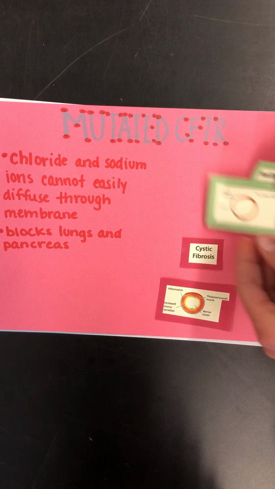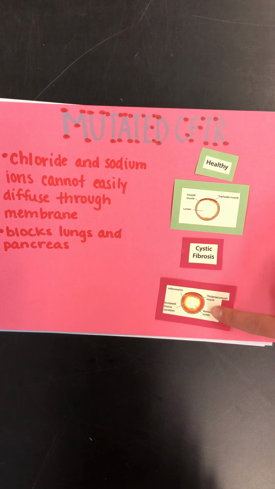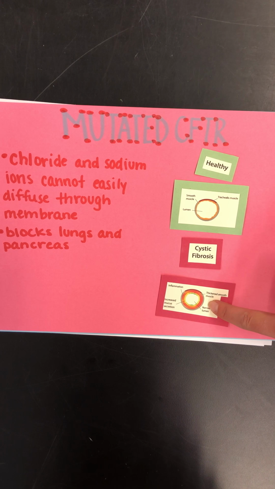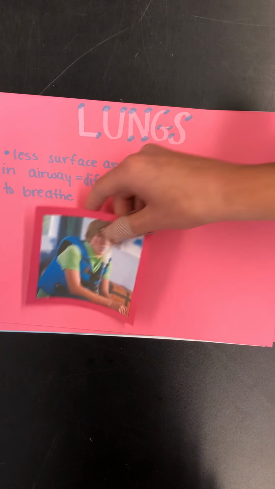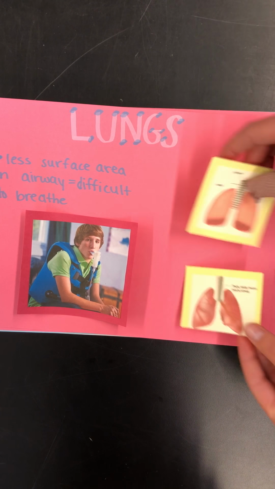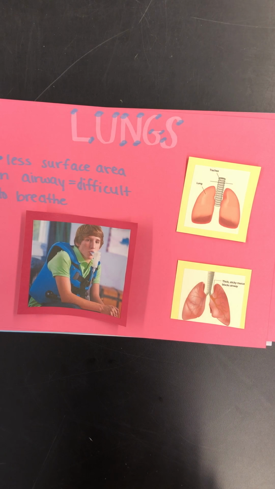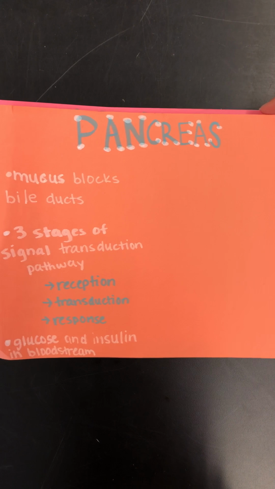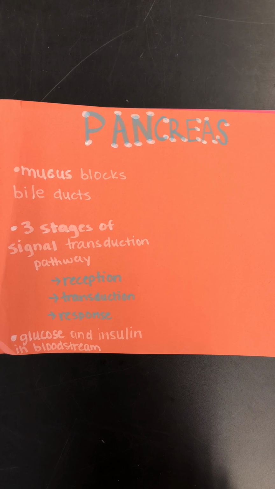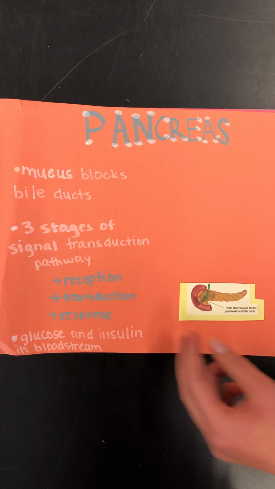When the lungs are blocked, breathing becomes difficult and there is less surface area in the airway, preventing air from reaching the lungs. Because of this, many people affected by cystic fibrosis use a nebulizer to inhale liquid medicines or wear an inflatable vest that vibrates, shaking the abdomen and loosening up any mucus in the airway. The pancreas is also majorly affected by mucus, as it blocks the ducts that release insulin into the bloodstream.